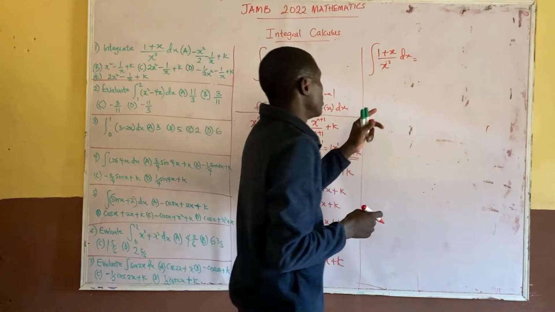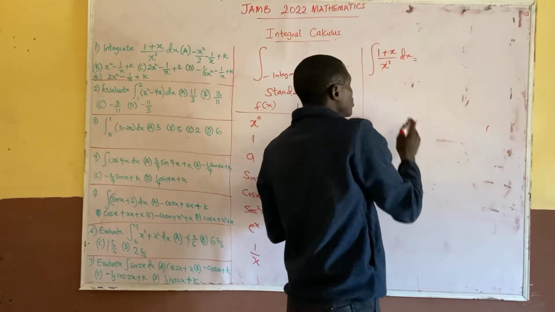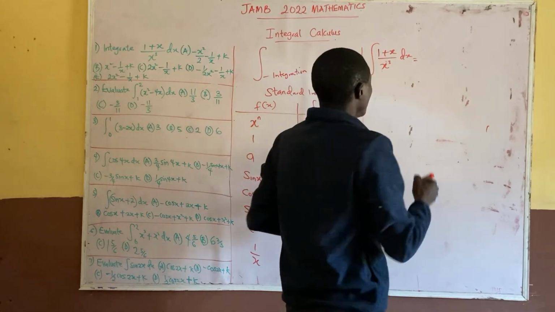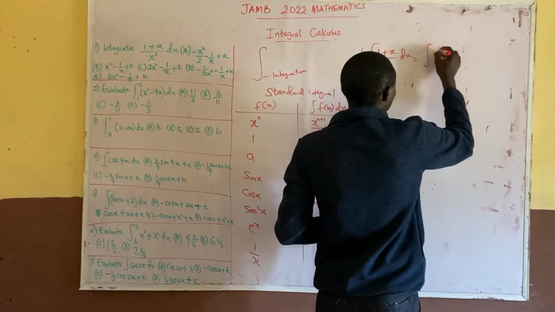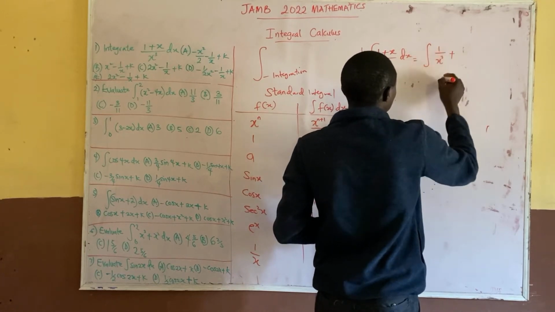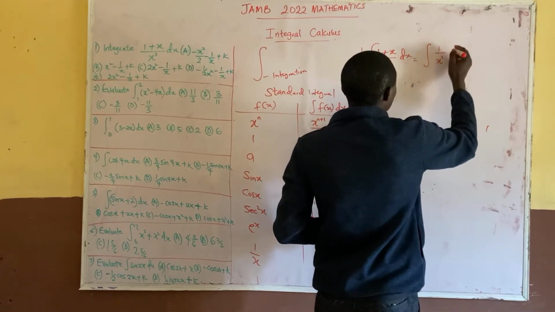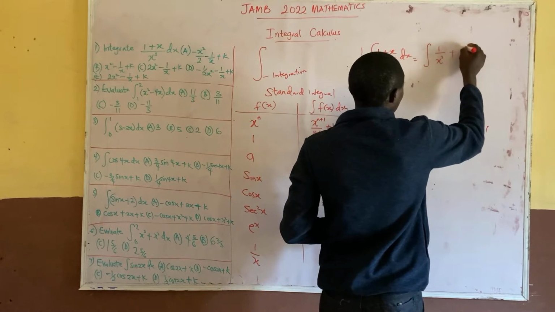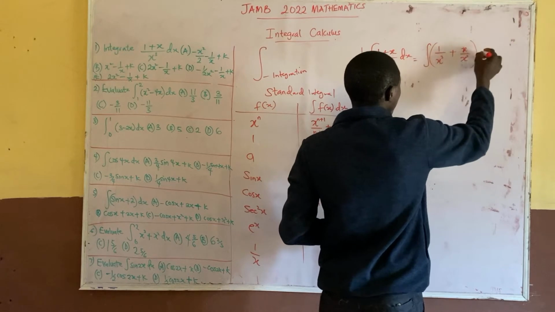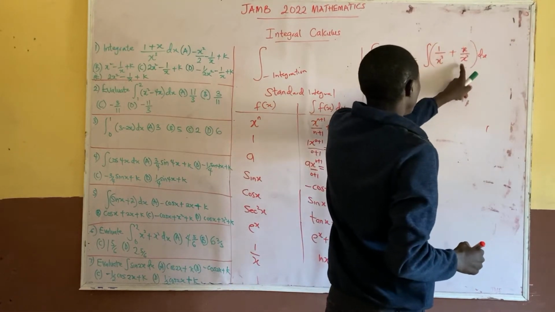For example, we have numerator and denominator here. So each individual term can have its own denominator, meaning that I can write this function as 1 over x cubed plus x over x cubed. Now they are still having this dx together.